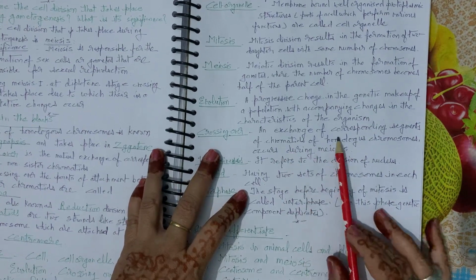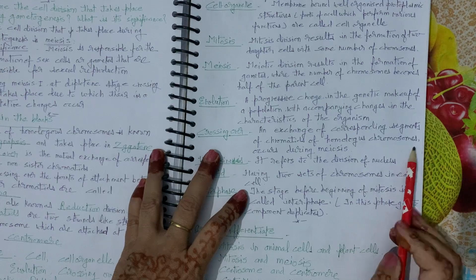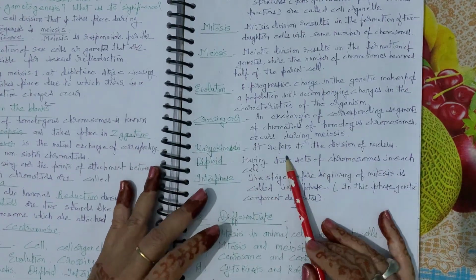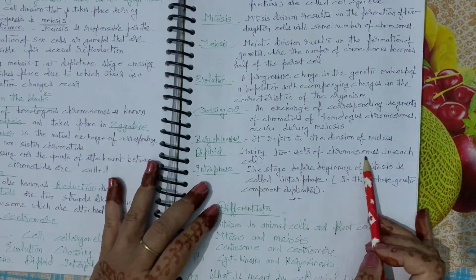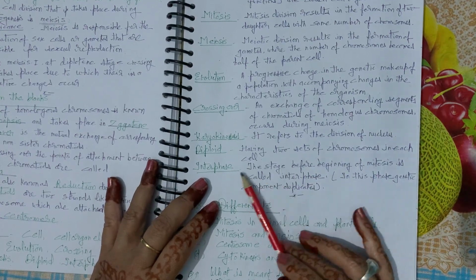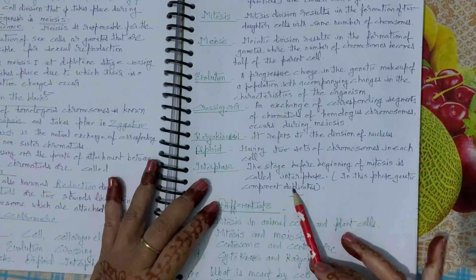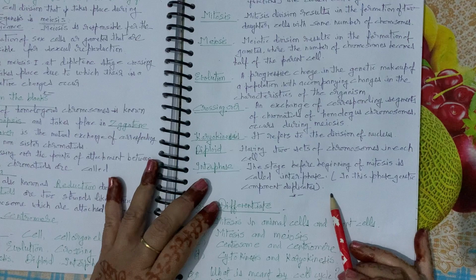Crossing over is an exchange of corresponding segments of the chromatids of homologous chromosomes that occurs during meiosis, right? Karyokinesis refers to the division of the nucleus. Diploid means having two sets of chromosomes in each cell. And interphase: the stage before the beginning of mitosis is called interphase. In this phase, the genetic component duplicates.